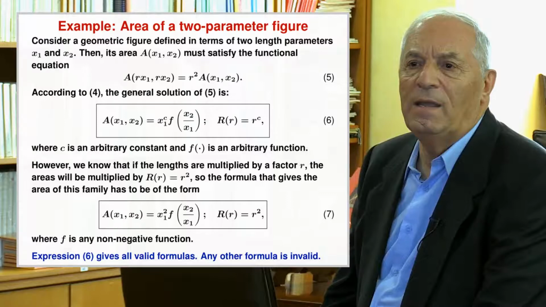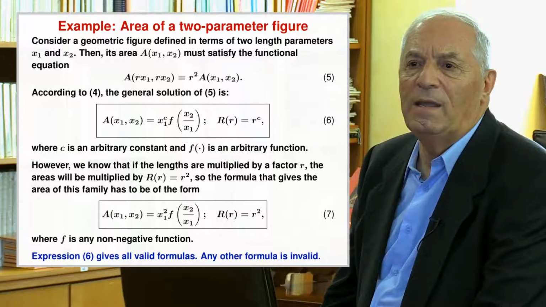Consider a geometric figure defined in terms of two length parameters x1 and x2. Then its area A must satisfy the functional equation in 5, which according to equation 4 has general solution in 6, where C is an arbitrary constant and F is an arbitrary function. However, we know that if the lengths are multiplied by a factor r, the areas will be multiplied by r squared. So, the formula that gives the area of this family has to be of the form in 7, where f is any non-negative function.